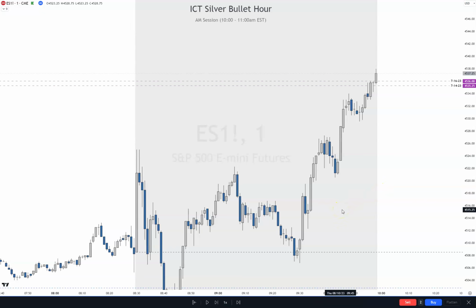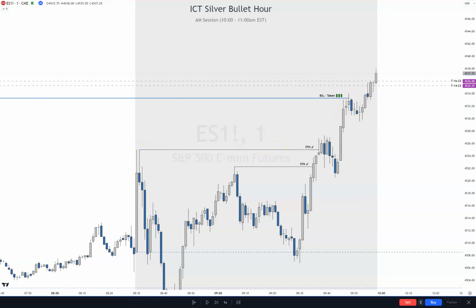Today I want to go over the AM Silver Bullet for Thursday, August 10th. So when we see the chart here, we always look left and see whatever we can see that morning, what's happened. For me, I see that a short-term high has been cleared. I see that another short-term high has been cleared.